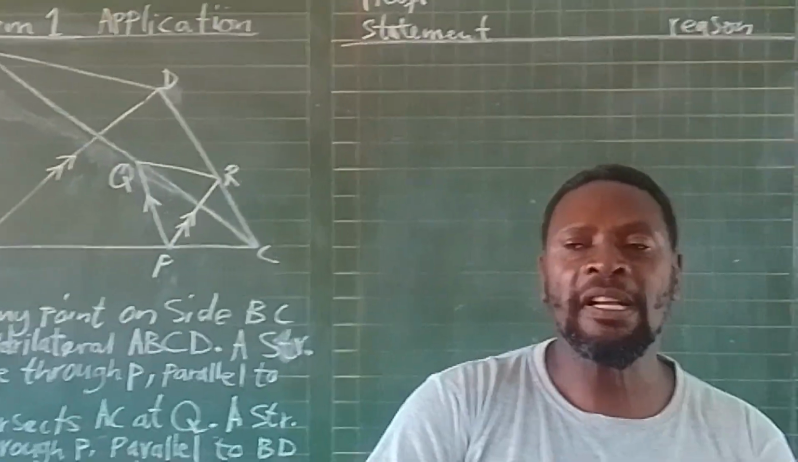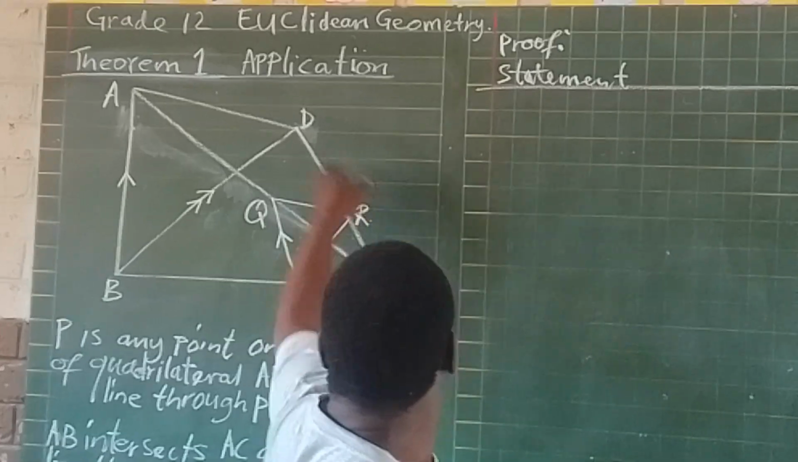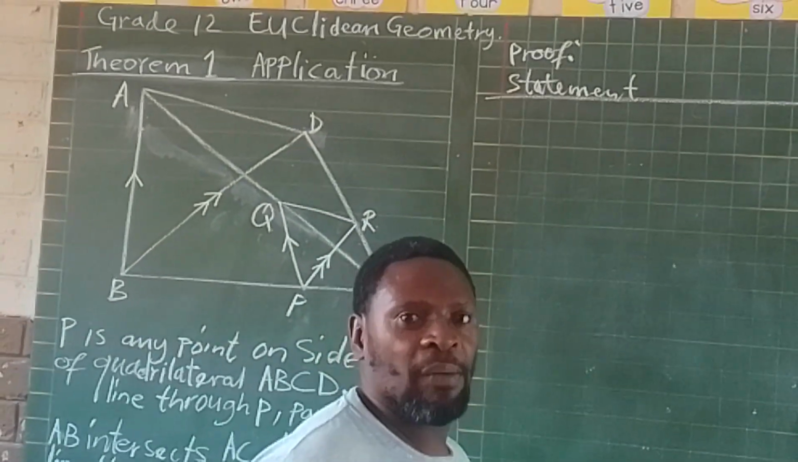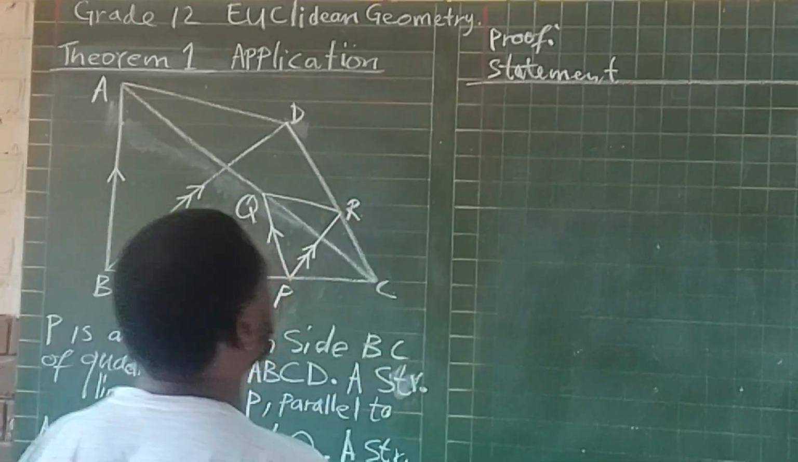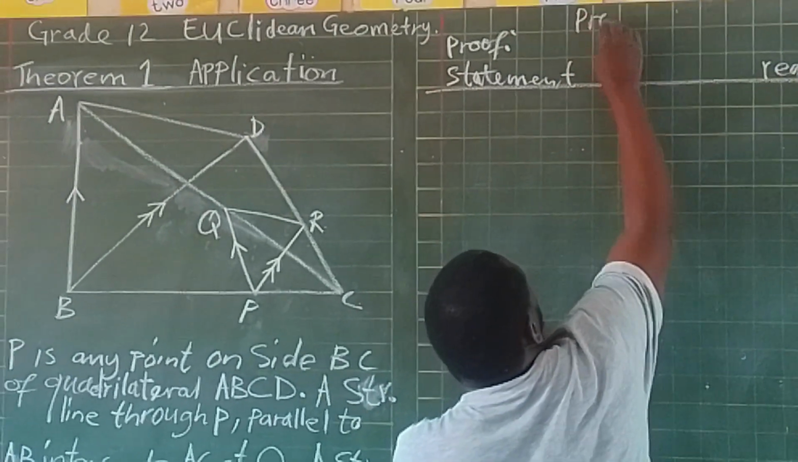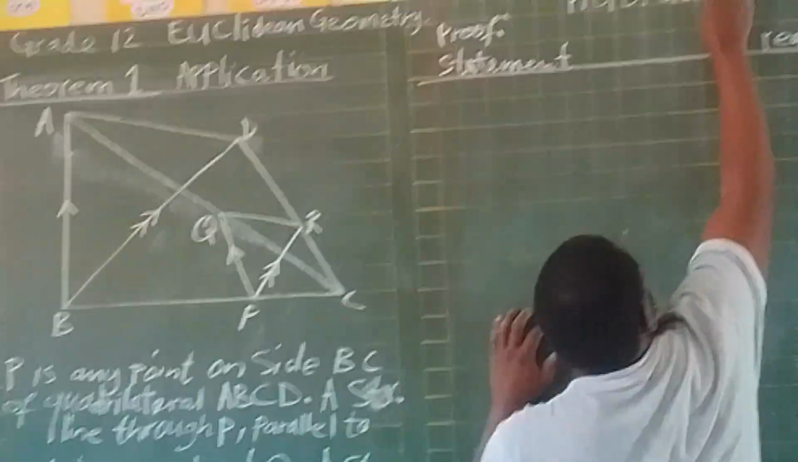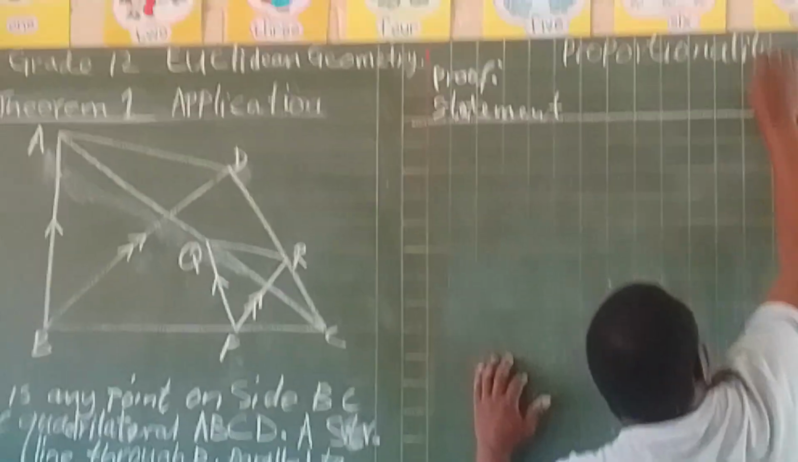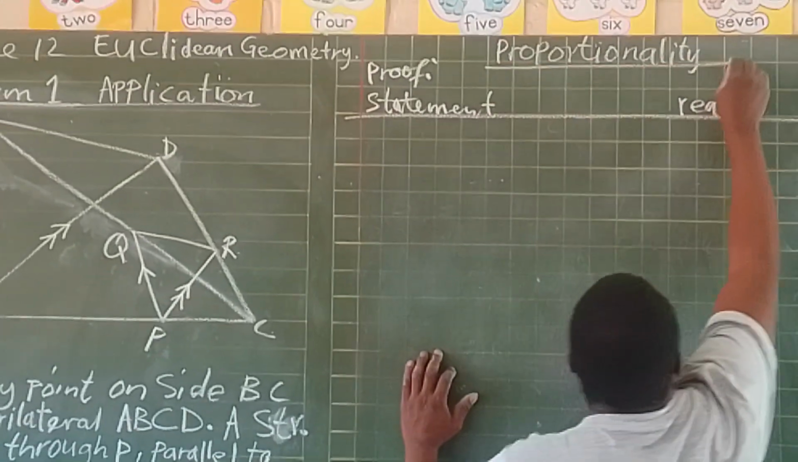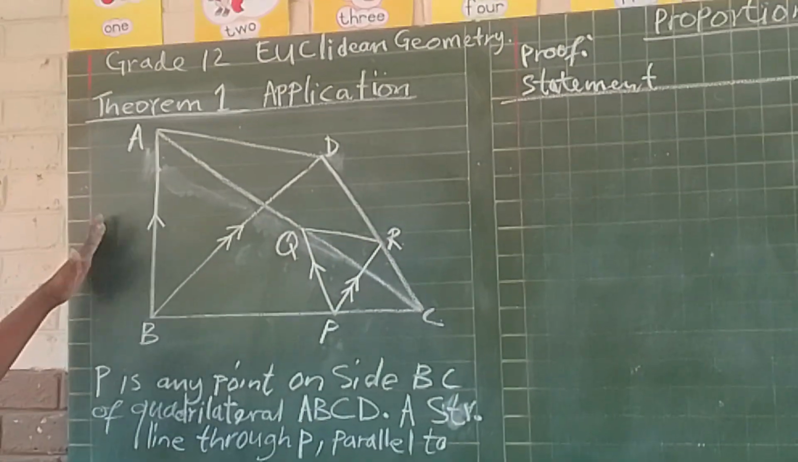Okay, welcome back. Grade 12. We are still at the application of theorem 1, which is proportionality. Here we are dealing with proportionality. Now, we are given this problem here.